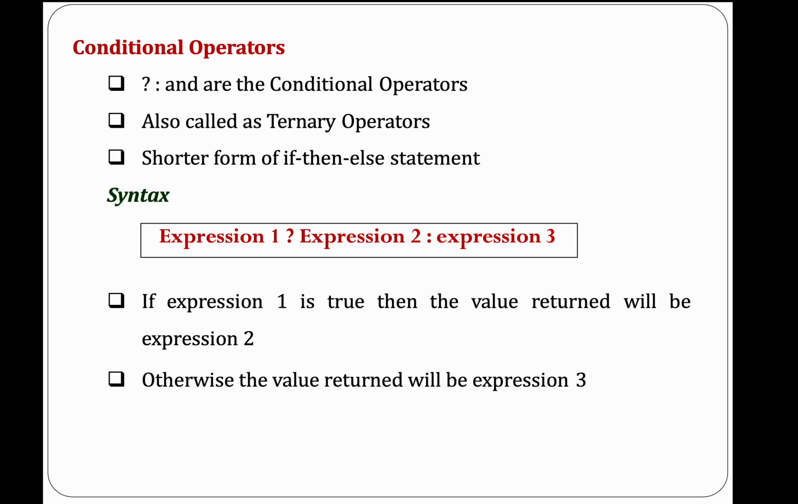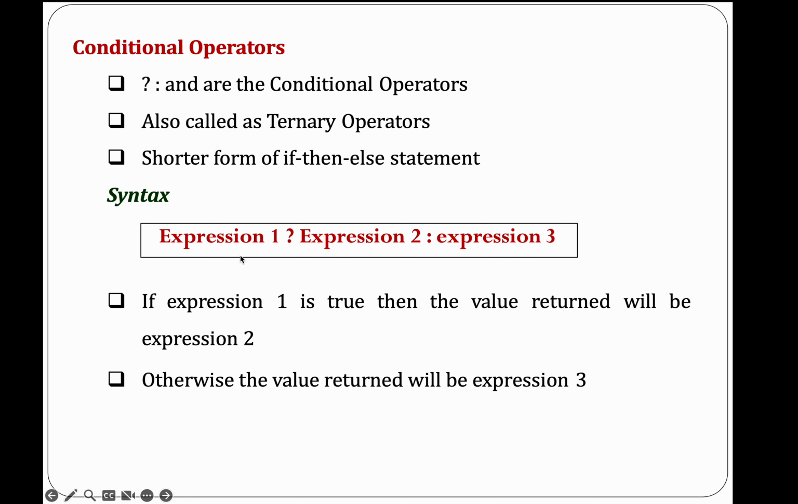The syntax is very simple. You are evaluating one expression, and the result is either expression 2 or expression 3. That's why there is a question mark. If it is true, expression 2 is evaluated or printed. If it is false, expression 3 will be returned. That is what they have given in the explanation. If expression 1 is true, then the value returned will be expression 2. Otherwise, the value returned will be expression 3. So, question mark and then colon.